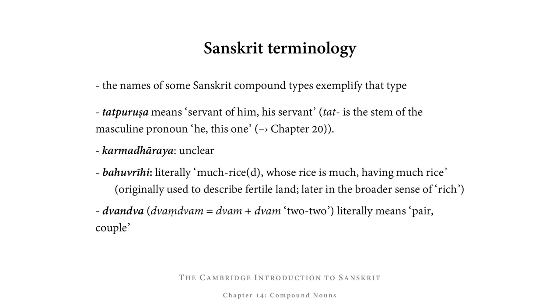Bahuvrihi, on the other hand, does have a meaning, and it's literally "much-riced." Bahu means much and vrihi means rice. So someone whose rice is much, someone who has much rice. And it's originally used to describe fertile land, but later it's used in the broader sense of rich. So not just of fields or of land, but also of people. And then finally, a dvandva is literally a dvam, which is two, and literally means a pair or a couple.